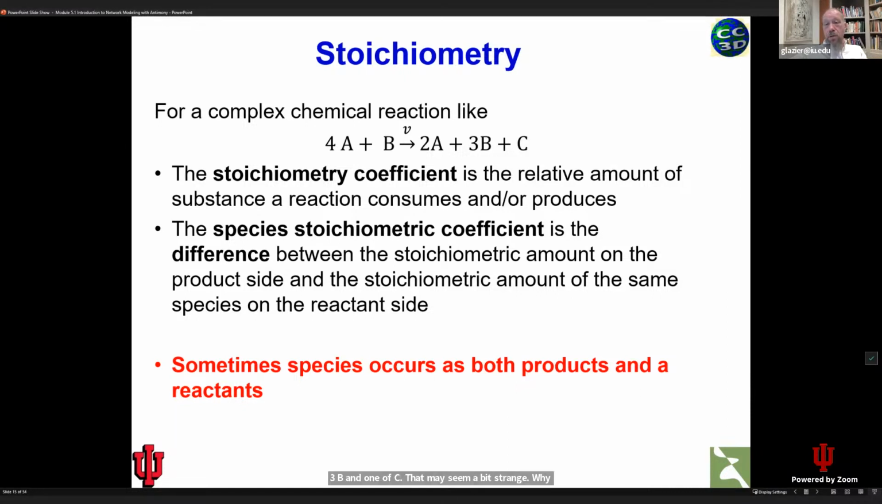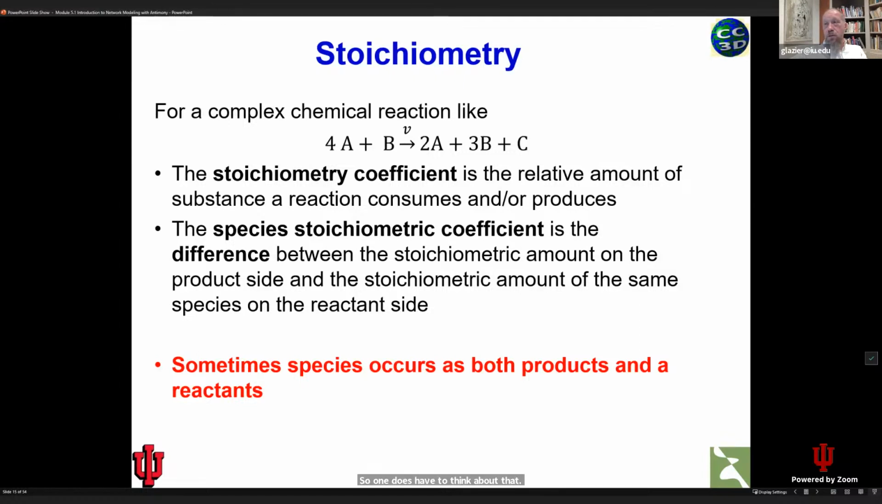Why wouldn't you net out the production and destruction of A and say that you start out with 2A and wind up with none? And the answer is that the rate laws that you will derive will depend on the total number of molecular species involved in the reaction. And so 2A plus B goes to no A plus 3B is going to have a different rate from 4A plus B goes to 2A plus 3B. So one does have to think about that.